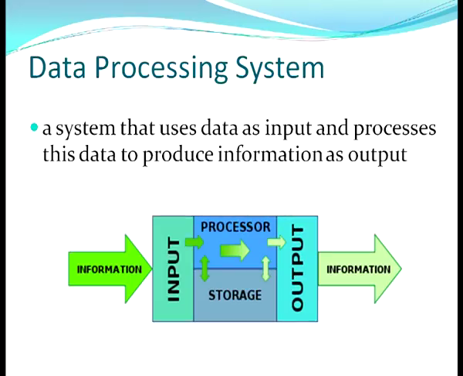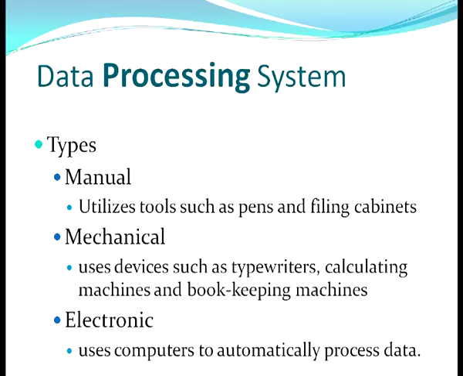This block diagram shows you the data processing system. We have the input, we have the output, and in between we have storage and processing. So, this is a system that uses data as input and processes this data to produce information as output. The data processing system can be of various types: manual, which utilizes tools such as pens and cabinets; mechanical, which uses devices such as typewriters, calculating machines and bookkeeping machines; and electronic, which uses computers to automatically process the data.